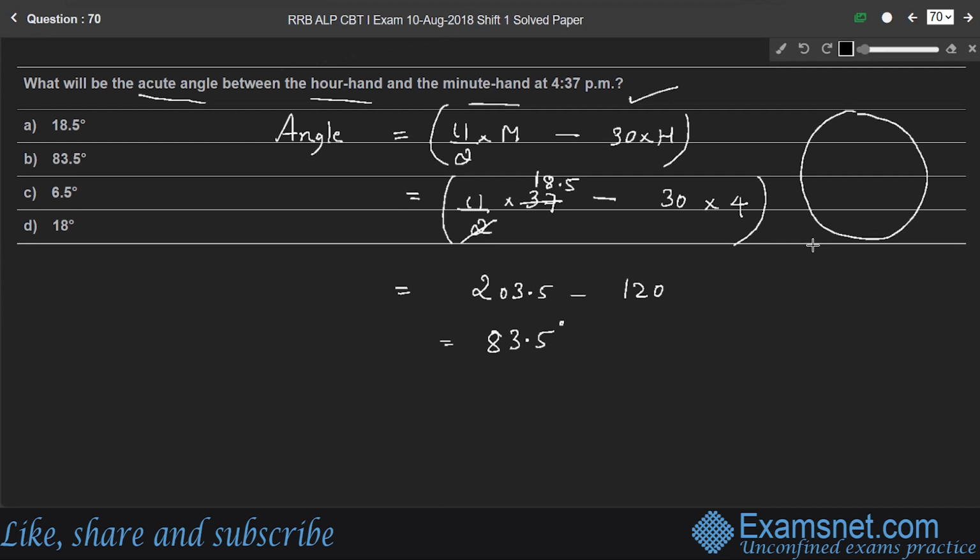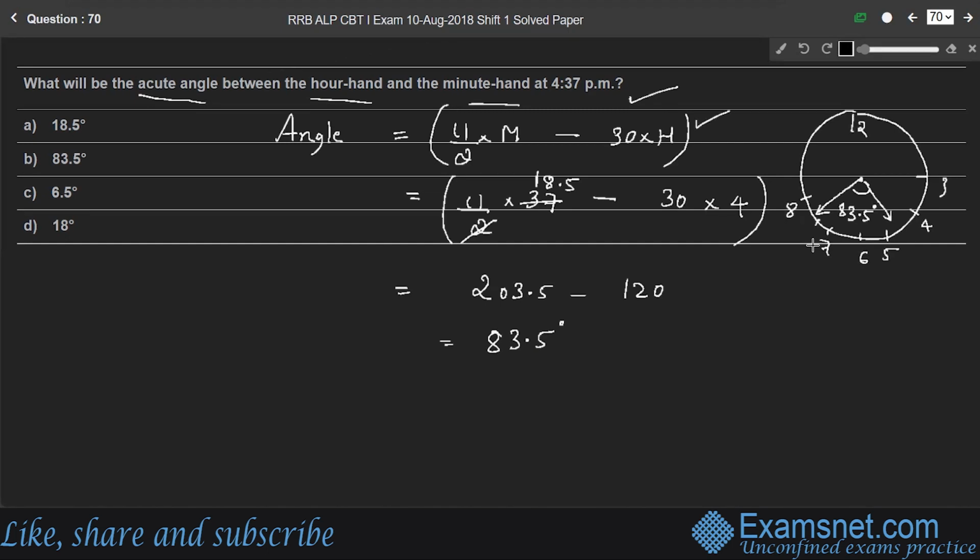So when the time is 4:37, if 4 is here, the hour hand will be somewhere between 4 and 5. And 37 minutes means the minute hand will be somewhere here, between 7 and 8. So the angle between them is 83.5 degrees. This is using the formula.